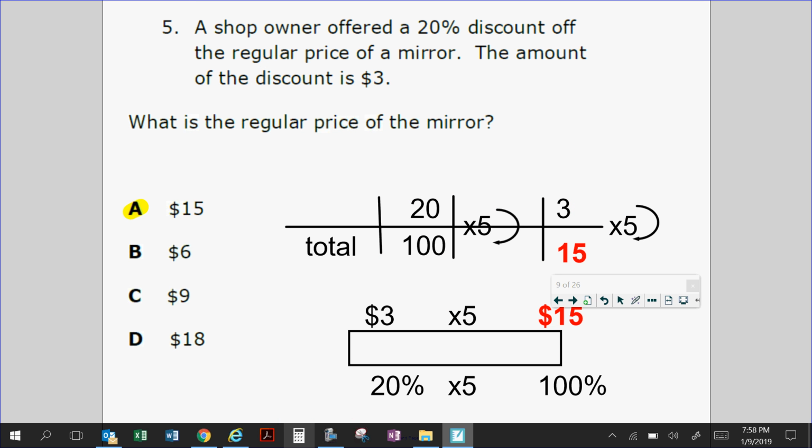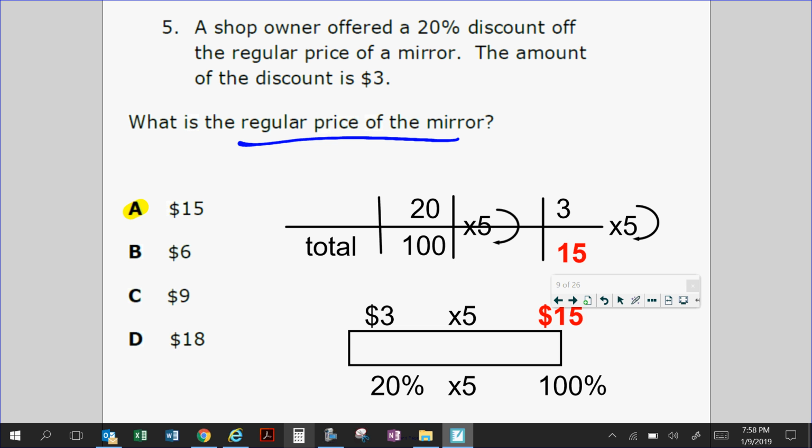So, also on the test, you have to know how to do percents. You will be seeing several percent questions. A shop owner offers a 20% discount off the regular price of a mirror. The amount of the discount is $3. What is the regular price of the mirror?